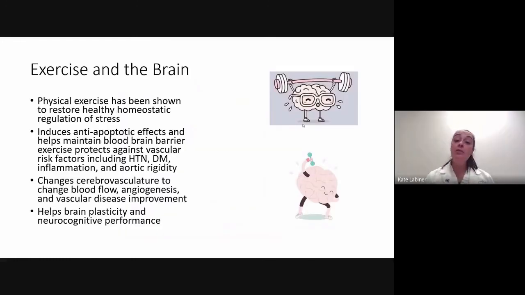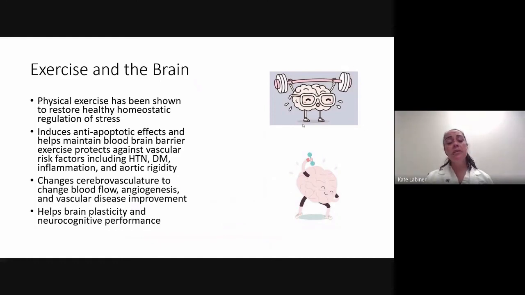We also know that exercise can be immensely important. Physical exercise has been shown to help restore healthy homeostatic regulation of stress, and this is brain stress. It also helps induce anti-apoptotic effects, which counter the effects that lead to death of neurons. It also helps you maintain your blood-brain barrier and protects you against vascular risk factors, which can worsen injuries, like if you had hypertension, diabetes, things like that.